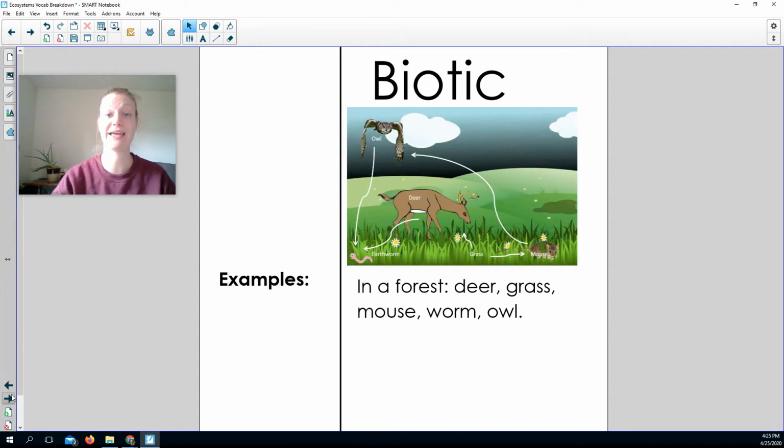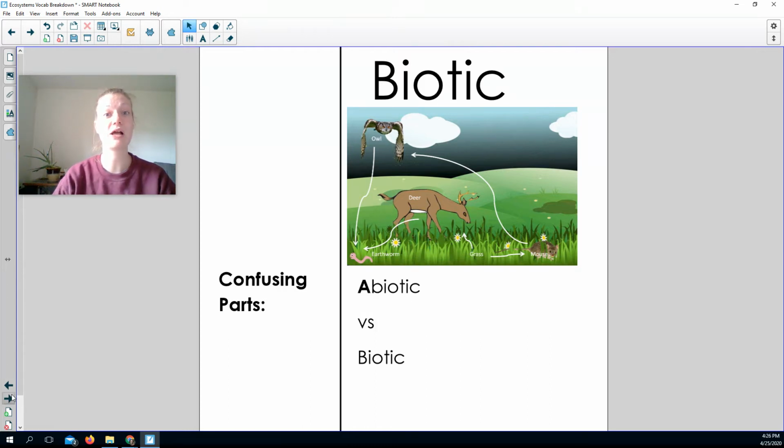So, in that case, some examples of biotic elements could include, in a forest, deer, grass, mouse, a worm, or an owl. And all of those elements could be either alive or dead, and they're still biotic elements. The confusing parts for this are, number one, that the words biotic and abiotic are so similar.